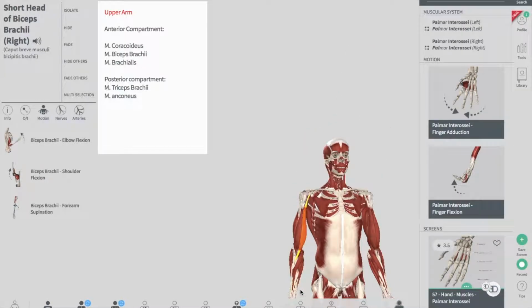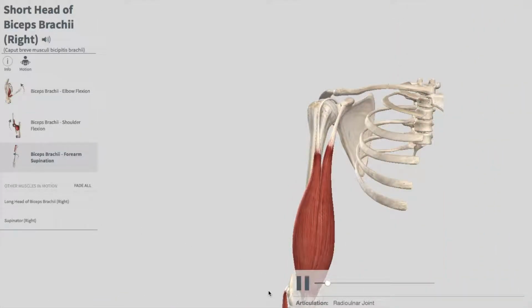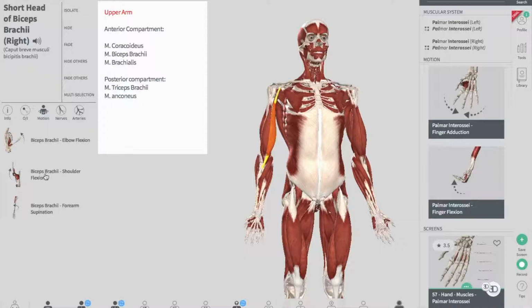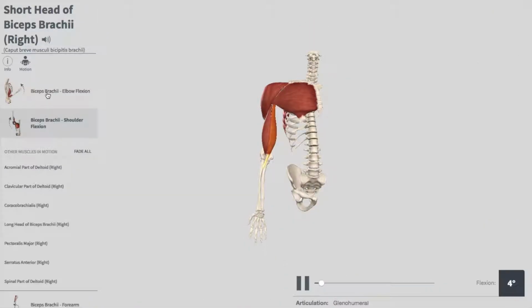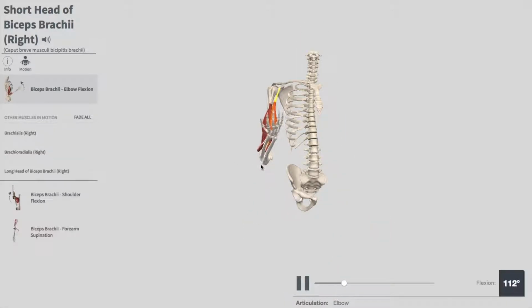twist the arm to the side, and also abduct the arm to the side. I'm going to show you it here. This is pronatio, pulling the arm back to the original point, and flex the arm and flex the lower arm.